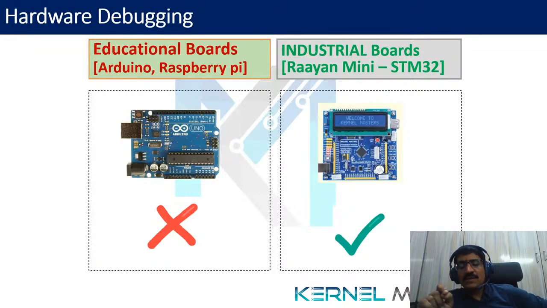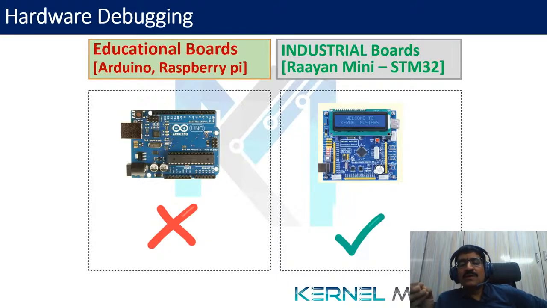So the meaning of debugging: it can find a solution to some issue, some problem in the target board. You can trace out the solution. For example, there is software debugging and hardware debugging.